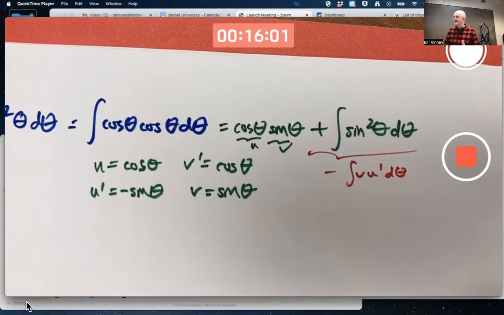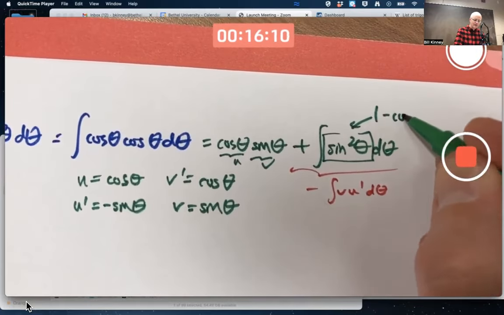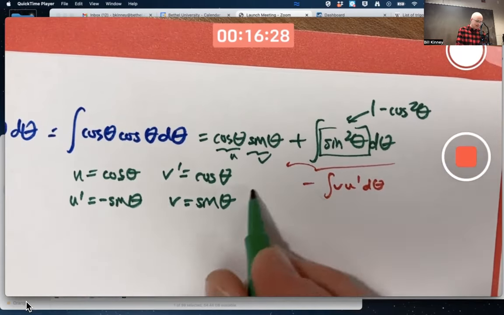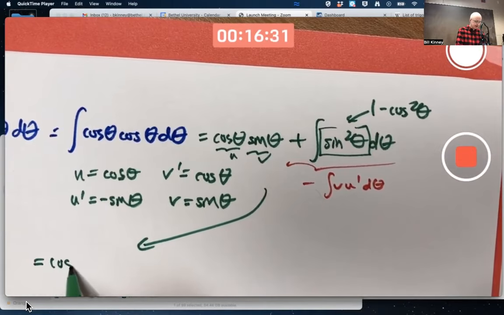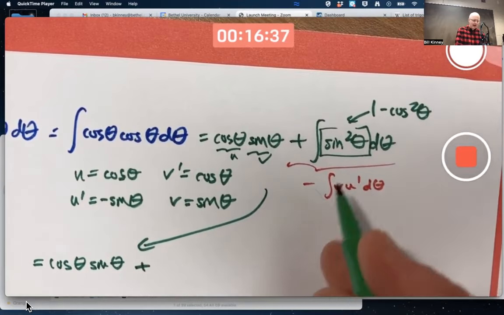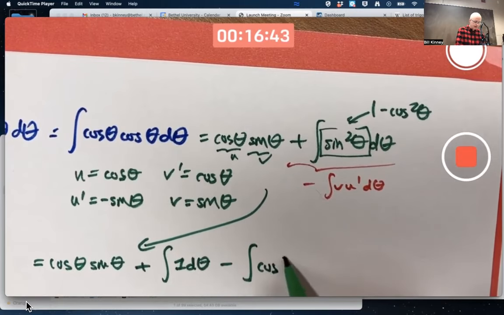So do we do parts again, just like the last example? No, you can avoid it. Replace this with 1 minus cos squared theta. Right, that's an identity. Those are equal. You will still algebraically solve for the integral you want to know, so I could still call it I, but I won't bother. Don't forget the first part, cos theta sine theta. Looks like I'm going to add the integral of 1 and subtract the integral of cos squared theta, which is what I want to know.